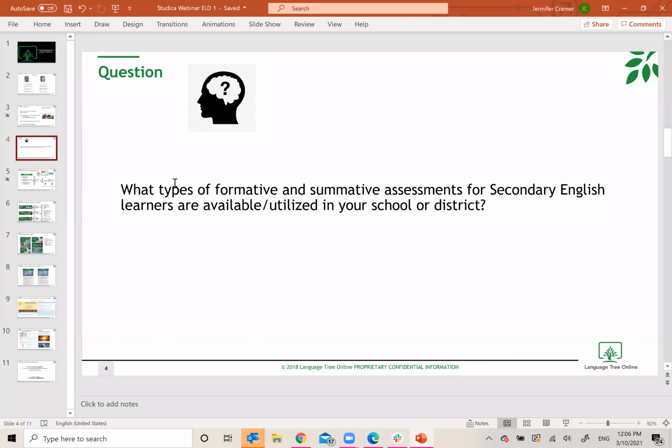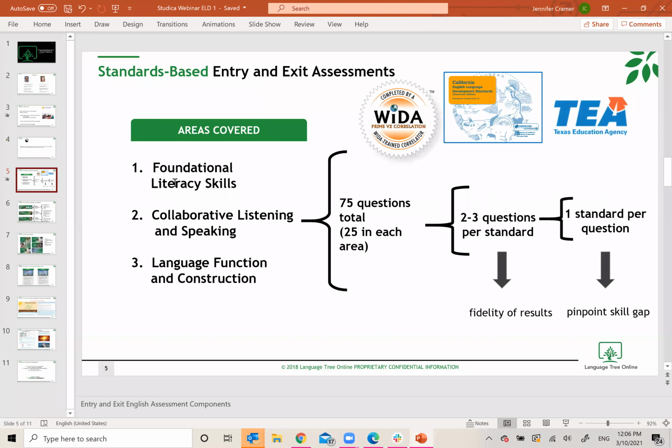Okay, I'm going to just keep moving along here, but if some input is in the chat, feel free to interrupt me and let me know. I'm going to move on to the next slide and just talk a little bit about how we went about creating the entry and exit assessments.